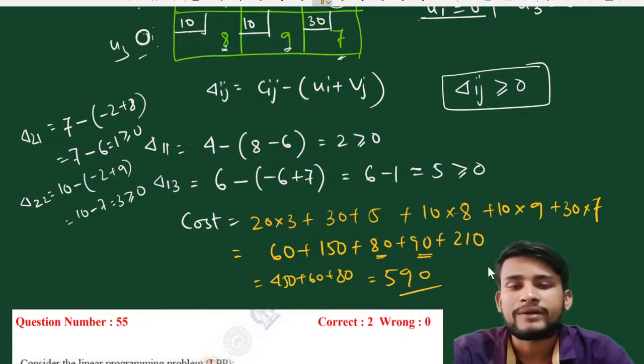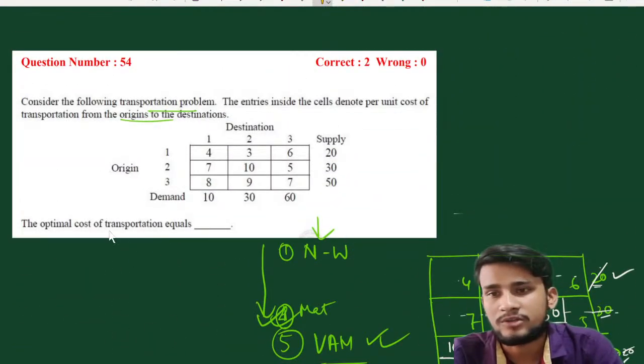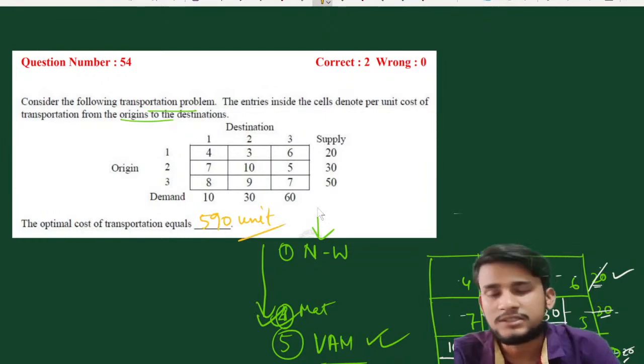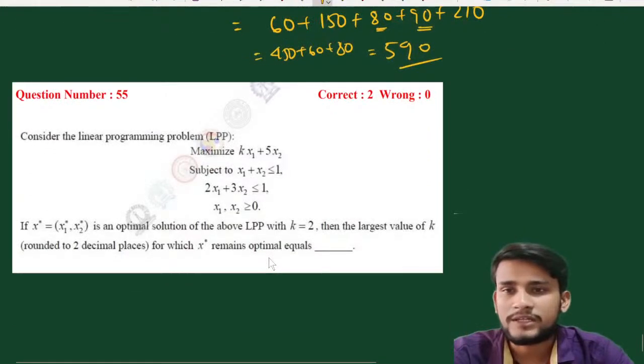Yes, 590 units is the optimal solution. Therefore the optimal transportation cost is 590 units. Okay, so this is the solution of the problem. Now I go to the next problem.